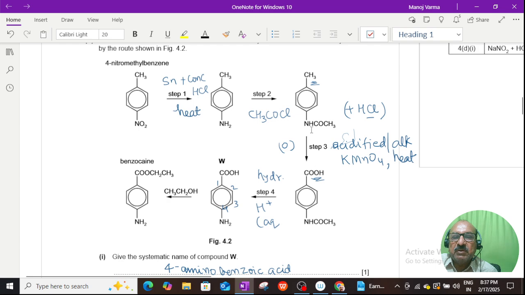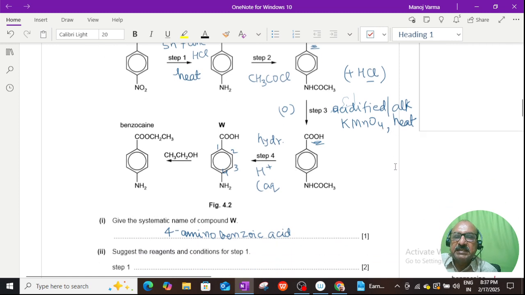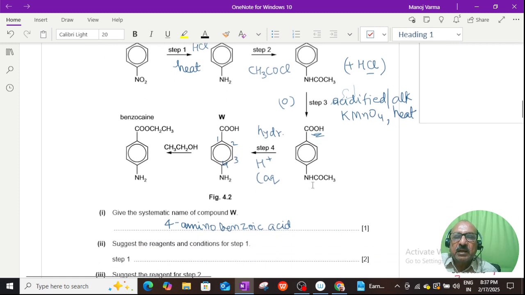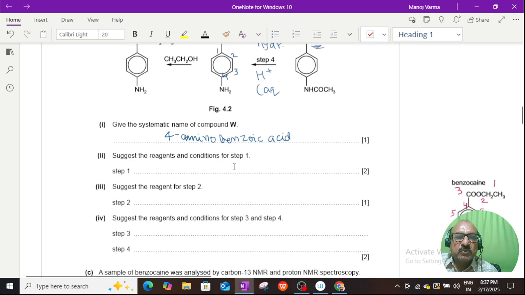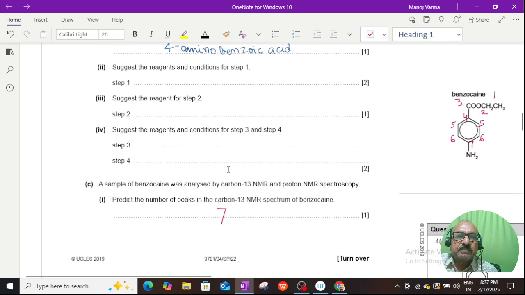In step 3, you find that the CH3 group has been oxidized into the carboxylic acid group, so you need an oxidizing agent in the form of acidified or alkaline KMnO4, which should be heated. And in step 4, the amide group is hydrolyzed to the NH2 group, so you need aqueous acid for this particular reaction. So those are the steps, the reagents and the conditions for step 1 to step 4.